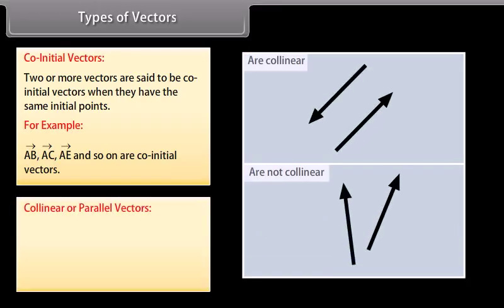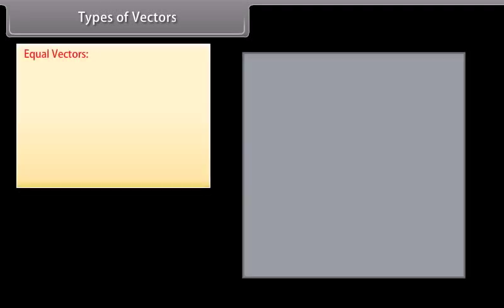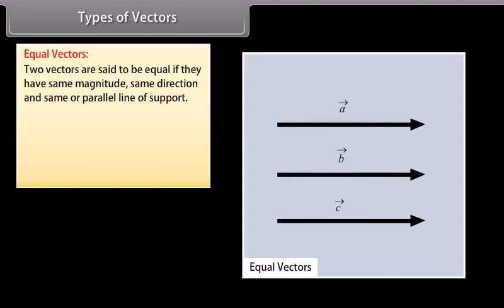Collinear or parallel vectors. Two or more than two vectors are said to be collinear or parallel when they are parallel to the same line, irrespective of their magnitude and direction. Equal vectors. Two vectors are said to be equal if they have same magnitude, same direction, and same or parallel line of support.